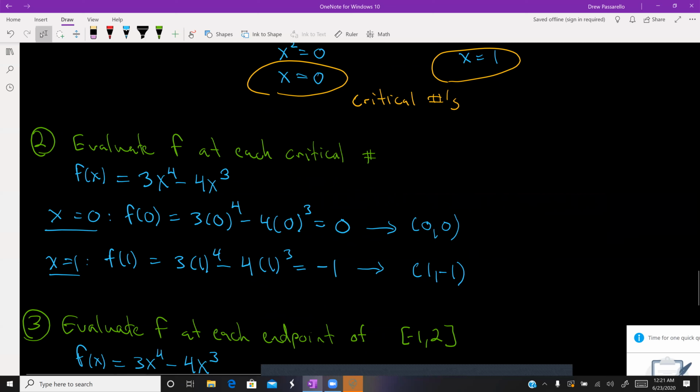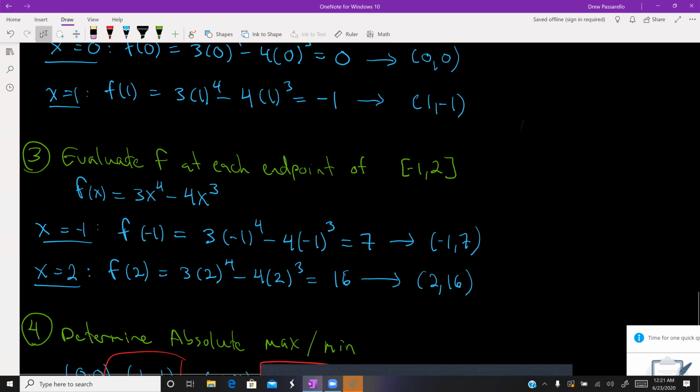The third guideline is now to evaluate the function at each endpoint of the closed interval. So basically, find the y coordinates corresponding to -1 and 2. I plug those two values into the function. You get a y coordinate of 7 when you plug in -1, and you get a y coordinate of 16 when you plug in x equals 2.